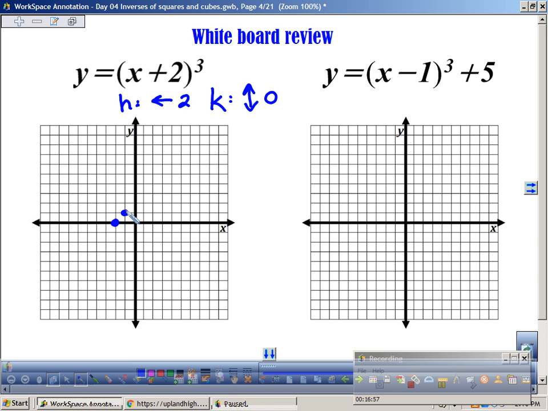On cubes, it's over 1, up 1, just like the square, and then over, not 4, over 2, up 8. Right? Because this is a cubic function, not a, guys, this is a cubic function, right? Not a cube root function. This is a cubic function.